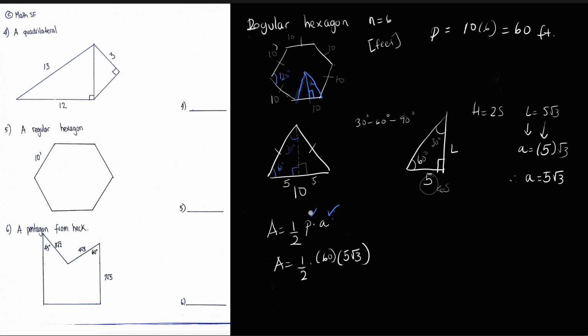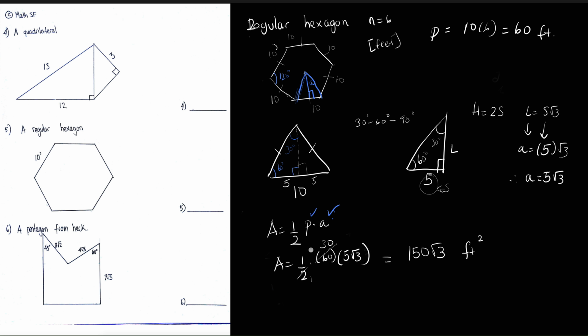So I'm going to do some math here. 2 goes into here once, 2 goes into here 30 times. Therefore, my area should be 150√3. But recall that areas should have a unit. So what is the unit in this case? Square feet, or I can just put feet to the second power.